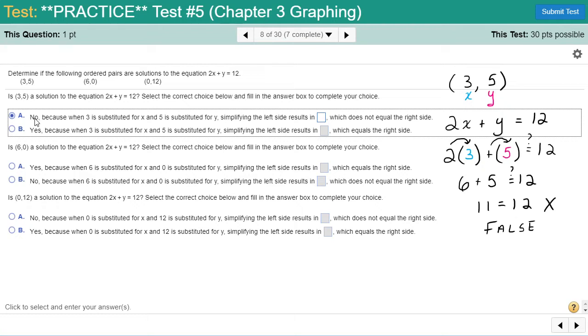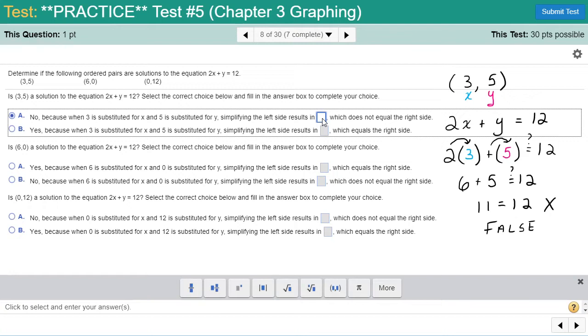So we're going to say no, because when 3 is substituted for x and 5 is substituted for y, simplifying the left side results in 11, which does not equal the right-hand side. The right-hand side is 12, but we get an 11 on the left. That's why the point 3 comma 5 is not a solution, because it does not yield a true statement.